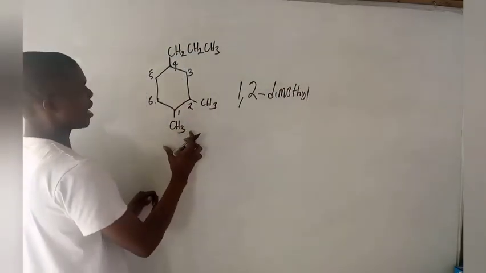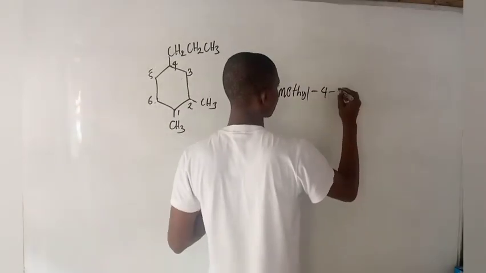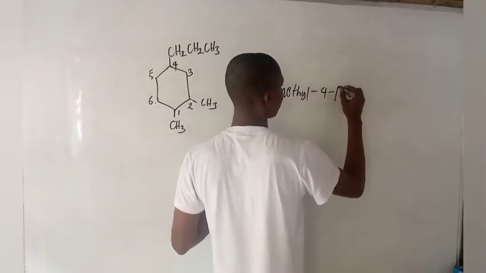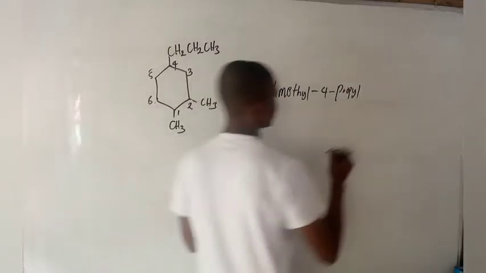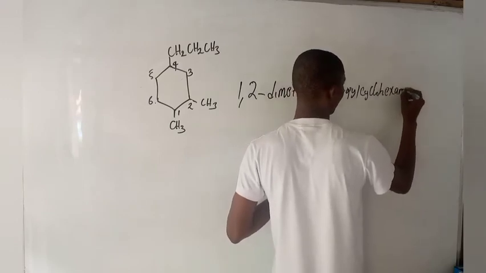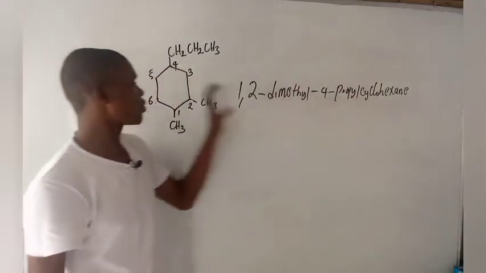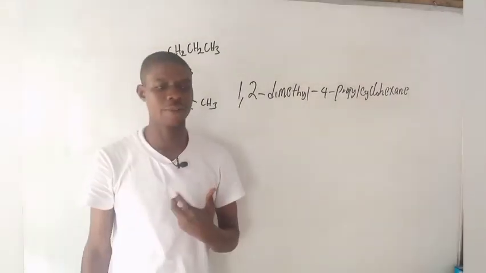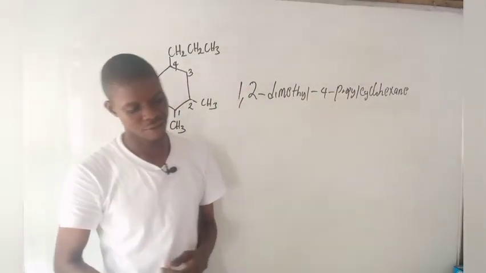1, 2 dimethyl. Then at position 4 I have a propyl. So I'm going to have 4 propyl. Here we have cyclohexane. So that is the nomenclature of this compound here. Hope you understand. If you understand, say understood so that I will know you are actually following.